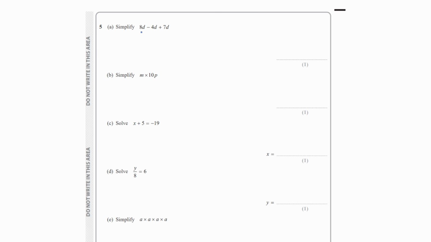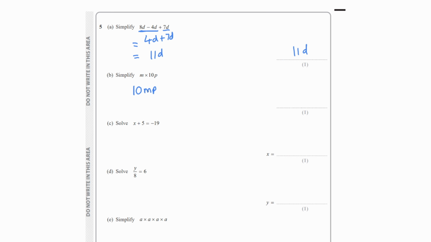5 part A, simplify 8D, subtract 4D, add 7D. So let's do 8D, subtract 4D to give me 4D, then add on my 7D, and that gives me 11D. Should I add for that? So simplify M multiplied by 10P. So that would be 10MP.